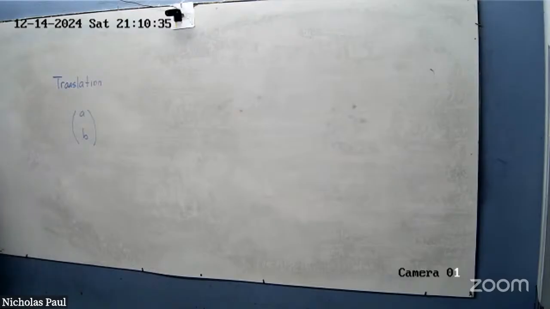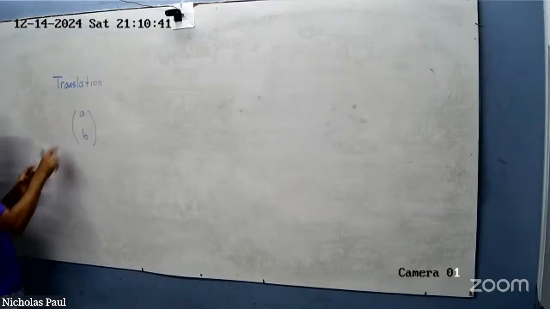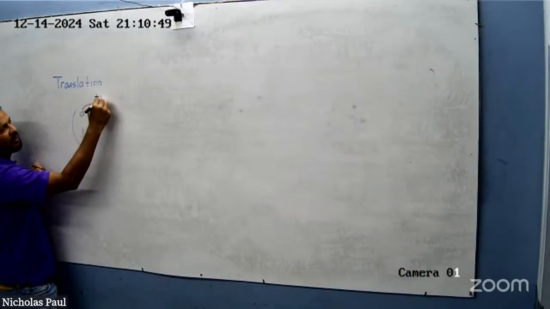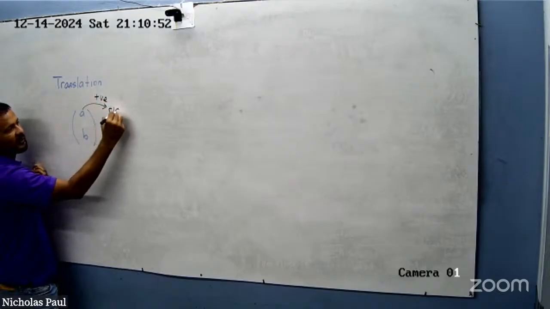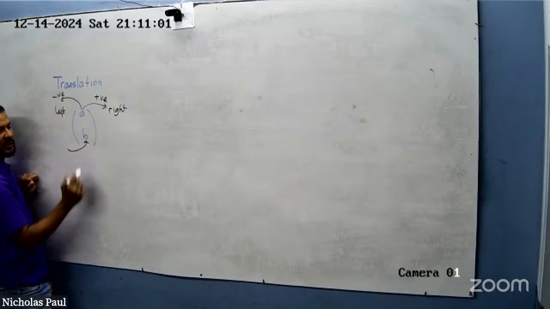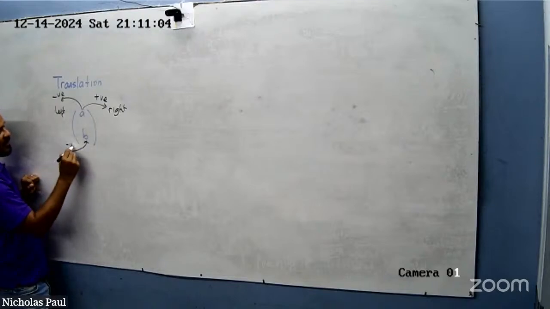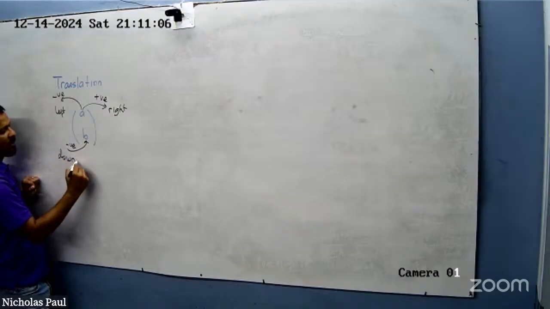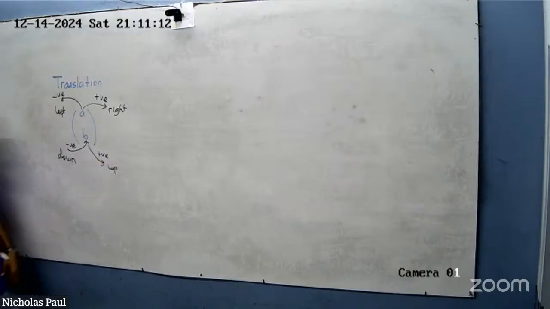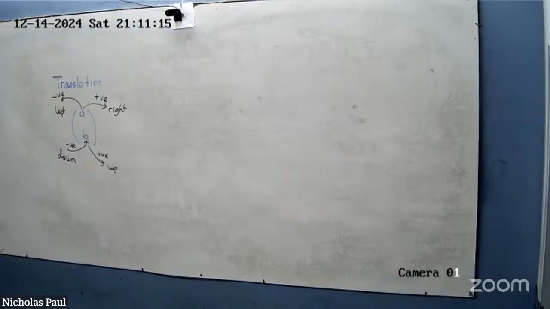And the translation shows you how it's moving on the X and Y axis, right? The A gives you the shift, the slide, on the X. If it's positive, it means you're moving to the right. And if it's negative, it means it's moving to the left, right? And then B gives you the slide on the Y axis. If it's negative, you're moving down. And if it's positive, you're moving up. Okay, so this is what we did last week, right?